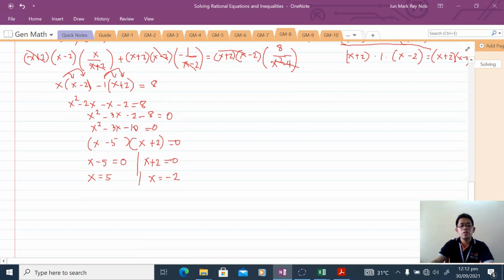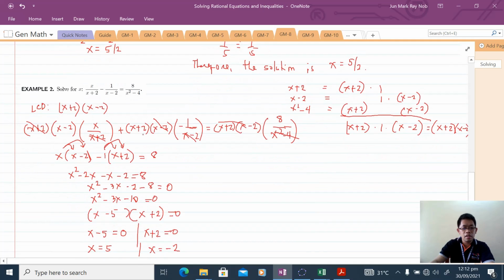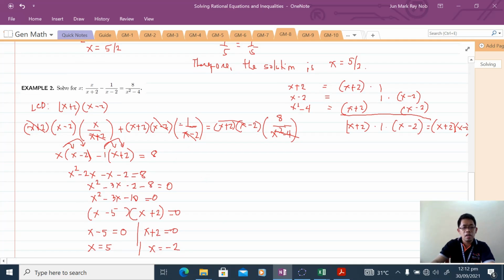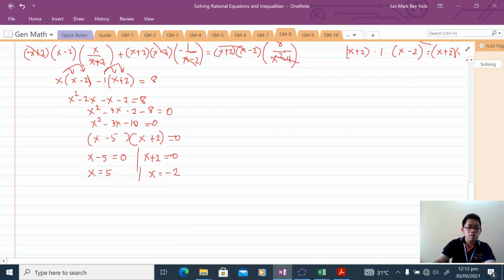But if you look at the given, take note that when x is negative 2, this is undefined. So automatically x equal to negative 2 is not a solution; it is an extraneous solution. All we have to do is check at x equal to 5.